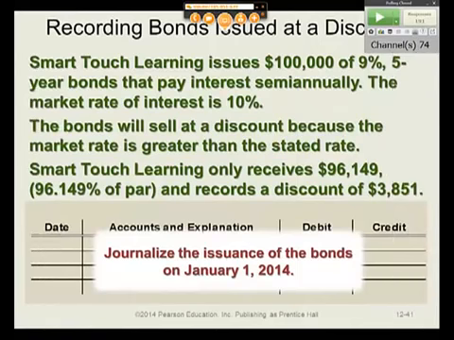To see this, let's take an example. This time, Smart Touch Learning has the same bonds, $100,000 bonds at 9%, 5 years, semi-annually, but now the market rate is 10%. With a market rate of 10%, I am not going to give you face value for those bonds. The bonds will sell for a discount. The bonds sell for $96,149.